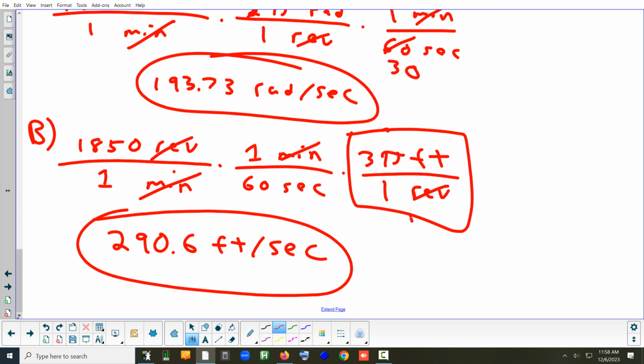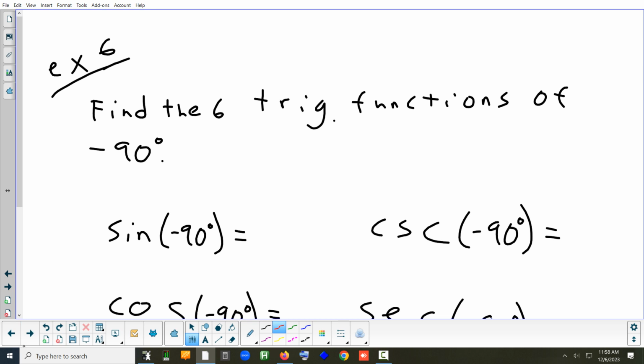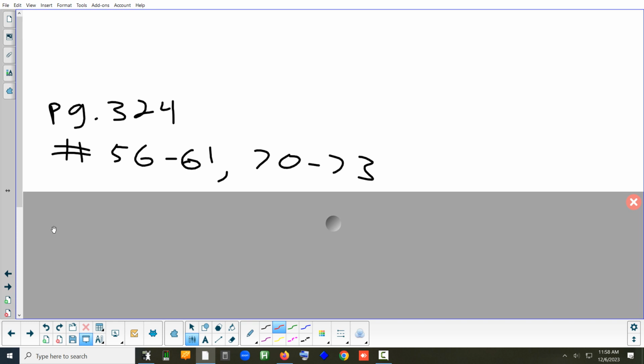Now, any questions on that? Okay, so that's the second part of 6.1. Tomorrow we will do 6.2 part 1. Same page, same section as last night. So when you open the PDF, make sure it says page 324 at the bottom. And it's 56 to 61 and 70 to 73.